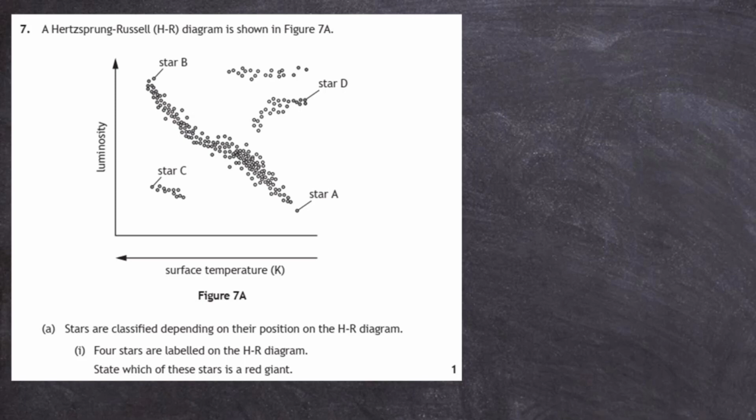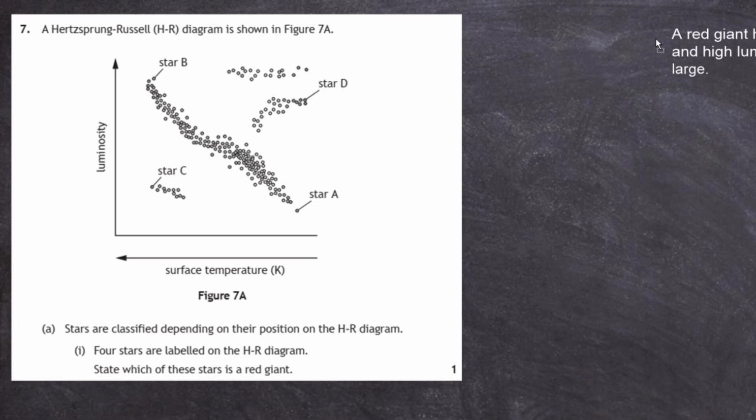Question 7 from the 2019 Advanced Higher Physics Examination. A Hertzsprung-Russell HR diagram is shown in figure 7a. And part A says that stars are classified depending on their position on the HR diagram. Part I, 4 stars are labelled on the HR diagram, and for 1 mark we have got to state which of these stars is a red giant.